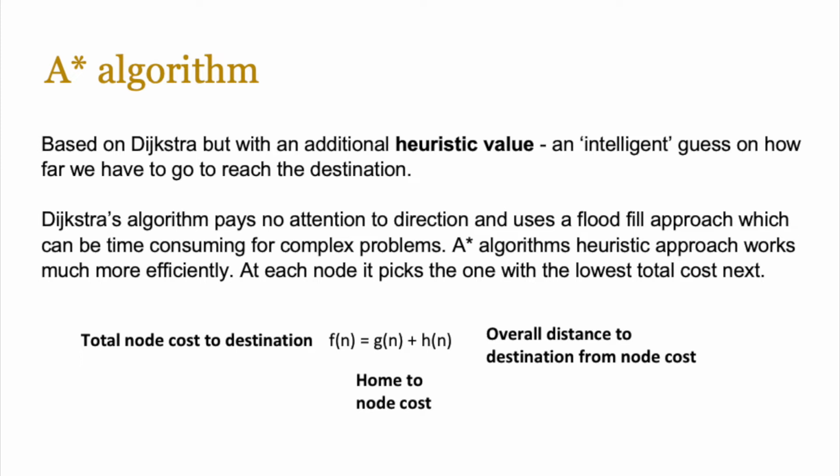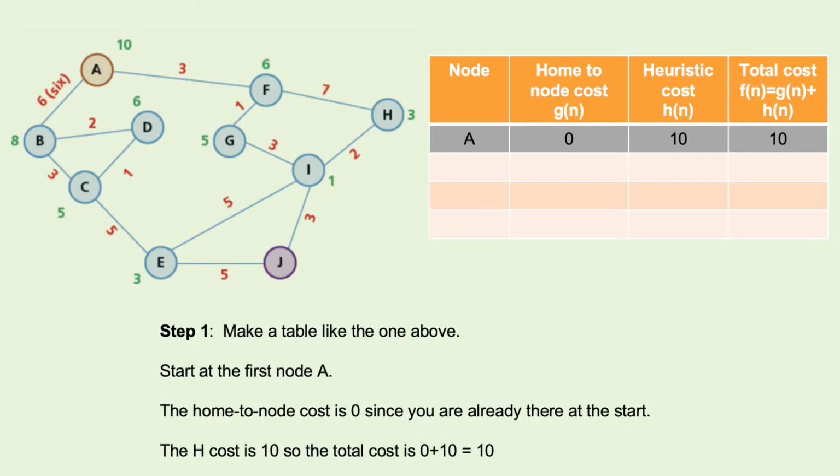Let's go through an example to see how all of this works. So on screen you see a graph which has quite a few nodes. We begin at A and we need to get to J. The edge values are the distance between nodes. So for example, A to B, the distance is 6, A to F, the distance is 3. The values in green on top of each node are the heuristic values, Hn, that's the distance to the destination.